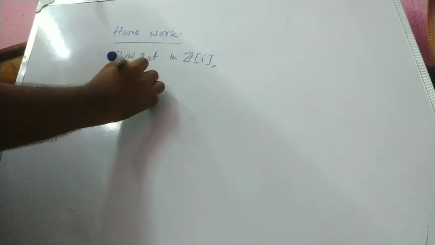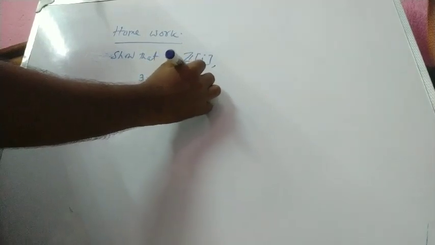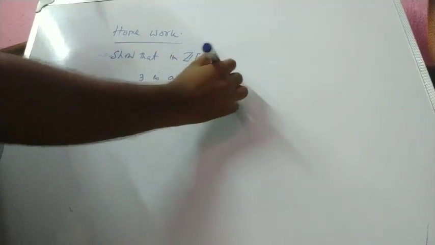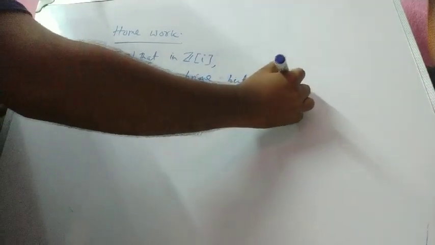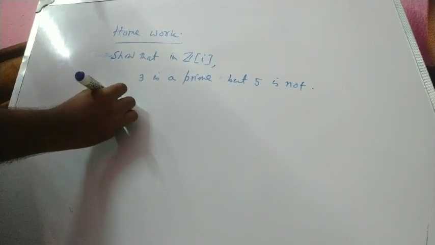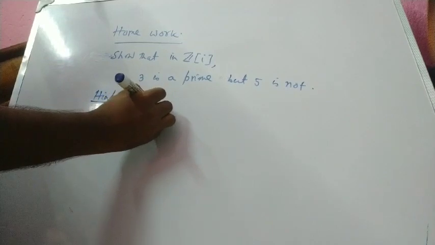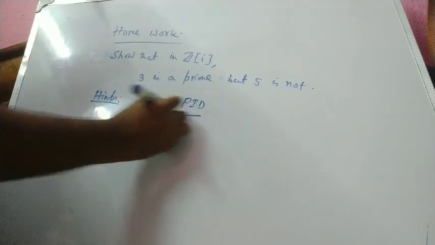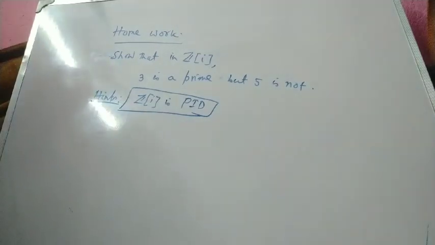এবার তোমাদের একই রকম ভাবে একটা টাস্ক দিই, হোম টাস্ক বলতে পারো এটাকে, বা হোমওয়ার্ক। In the ring Z[i], show that 3 is prime but 5 is not. Hence Z[i] is a PID. Okay, bye.